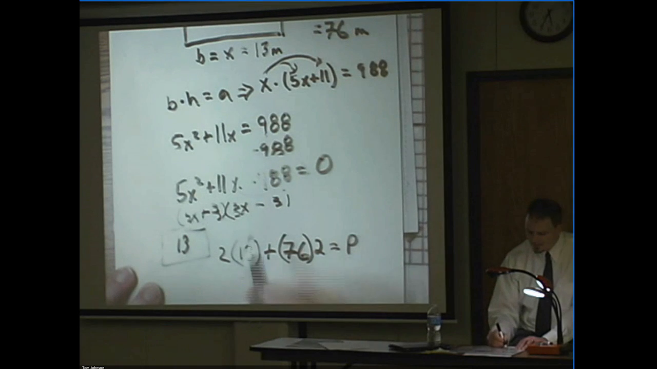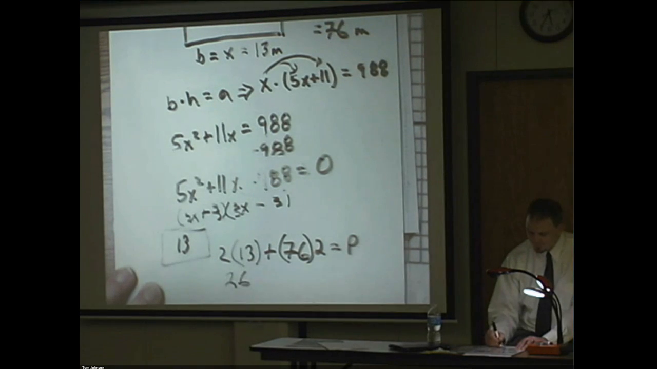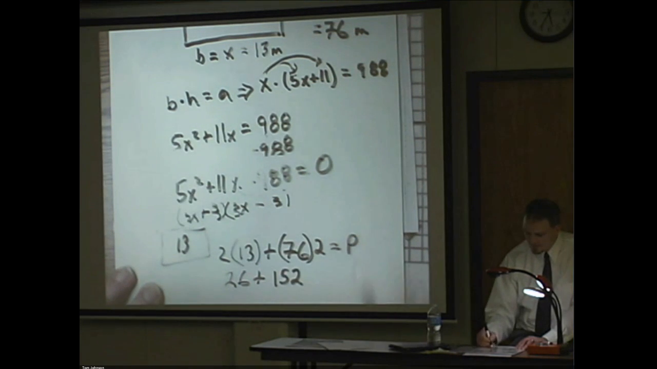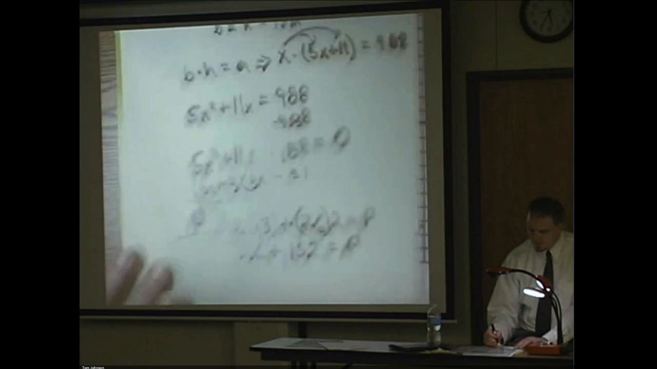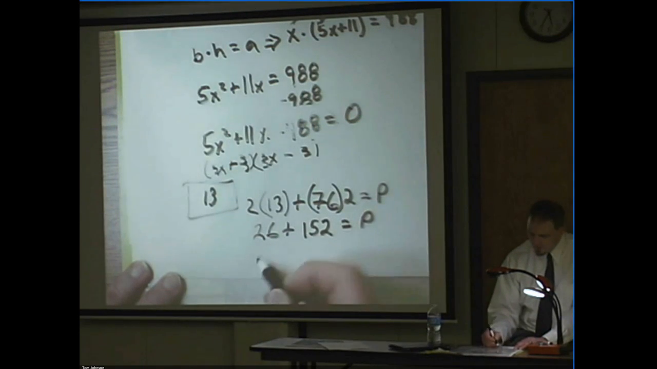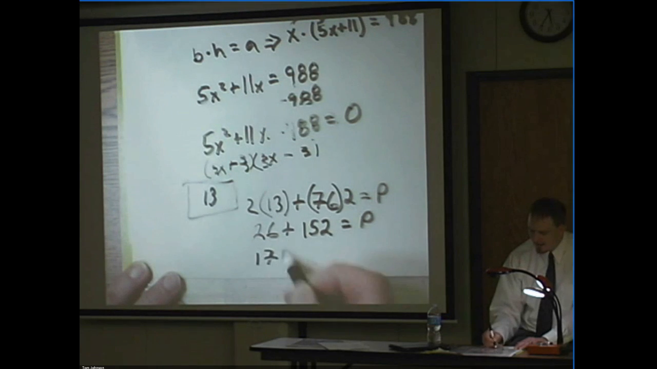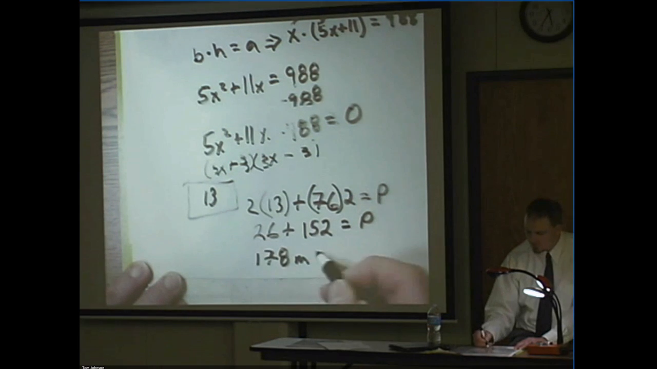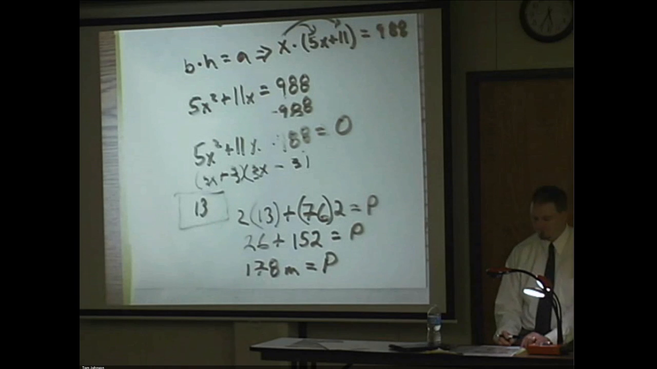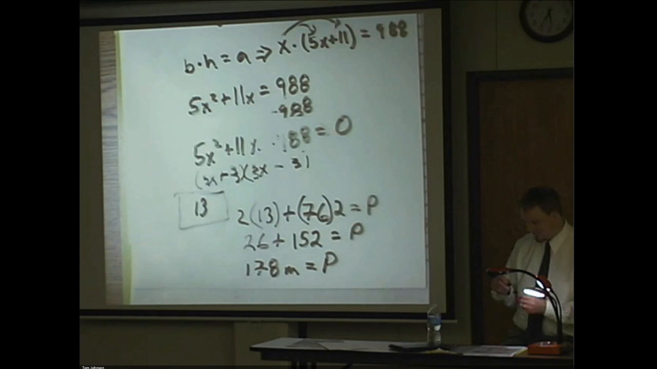2 times 13 gives me 26. 2 times 76 gives me 152. So 26 plus 152 is going to give me 178 meters is equal to the perimeter. All right, fantastic.